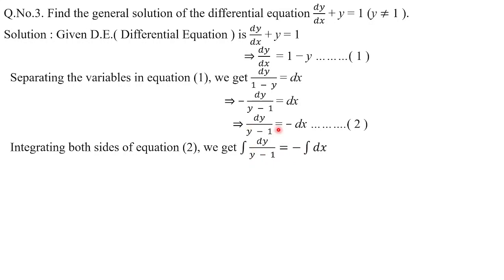On both sides, we have written the integral sign at the beginning of the sides. That's all. So integral dy by y minus 1 is equal to minus integral dx. Now can you evaluate the integrals separately in the LHS as well as in the RHS? What is the integral value? This one. Can you tell me?